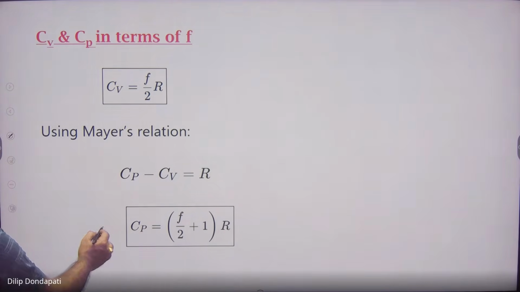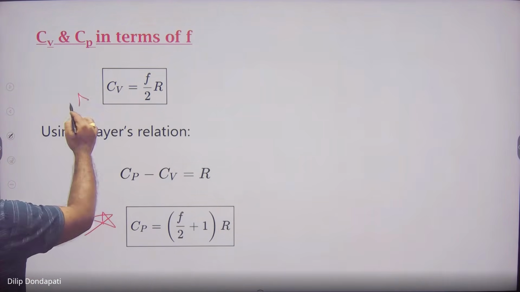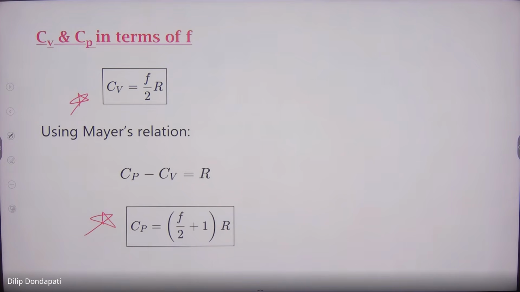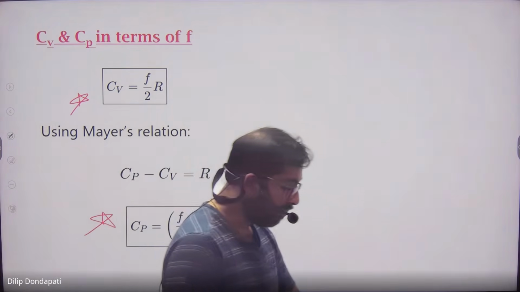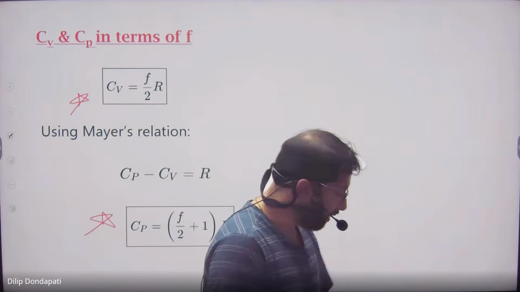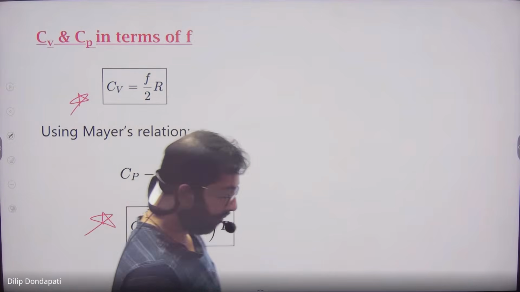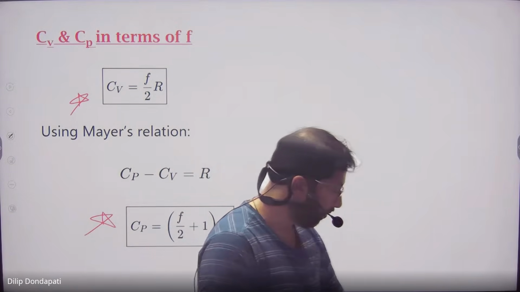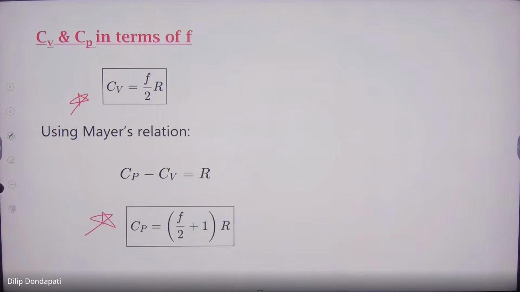These two formulas you have to learn. CP is F by 2 plus 1 times R, and CV is F by 2 R, in terms of degree of freedom. And Mayer's relation, you know it: CP minus CV will always be R. But this is only for 1 mole, no? CP and CV, for 1 mole.